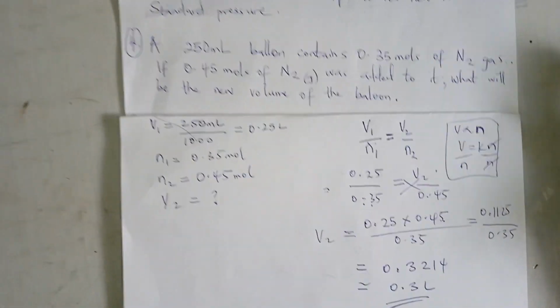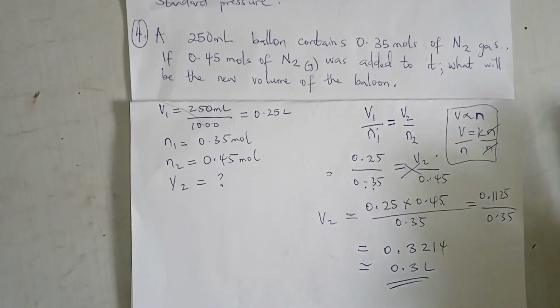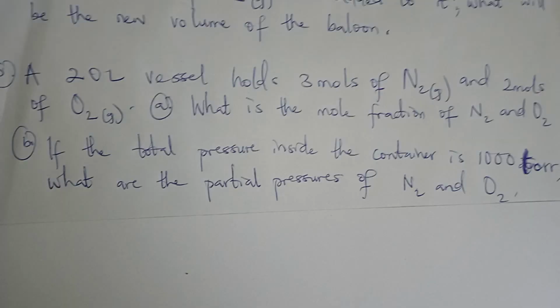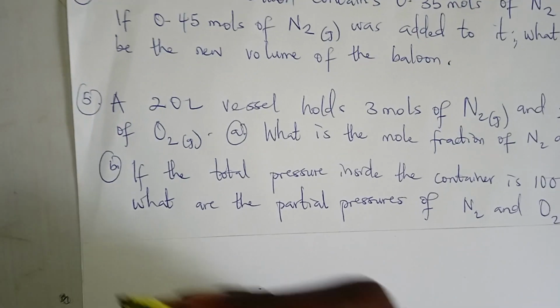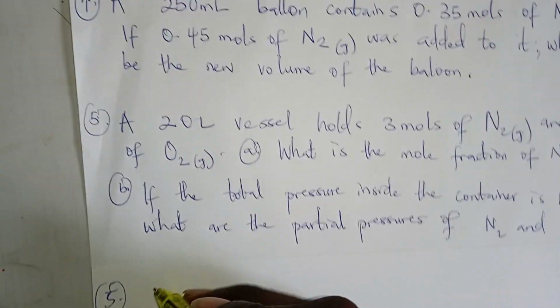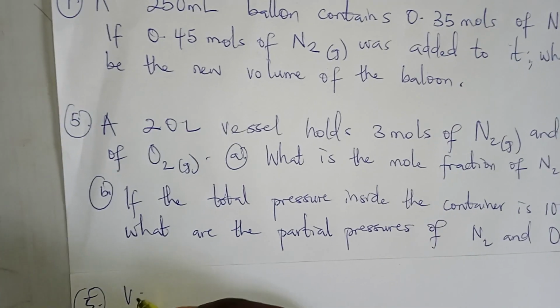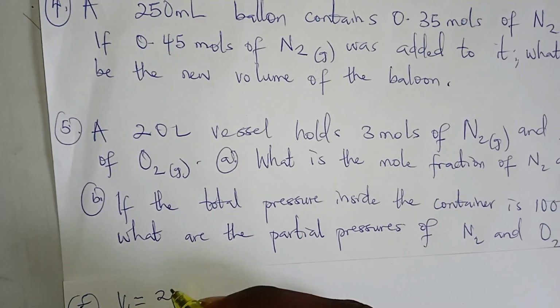Let's move to number 5. Number 5 and the last one. Number 5 said a 20 liter vessel.